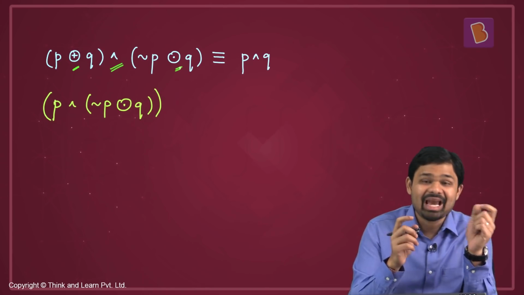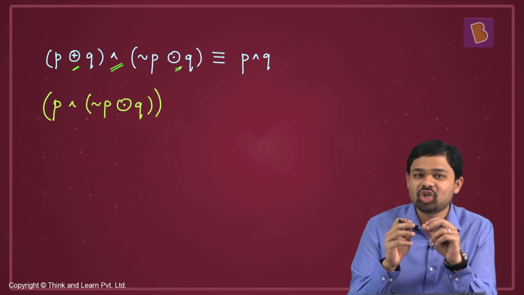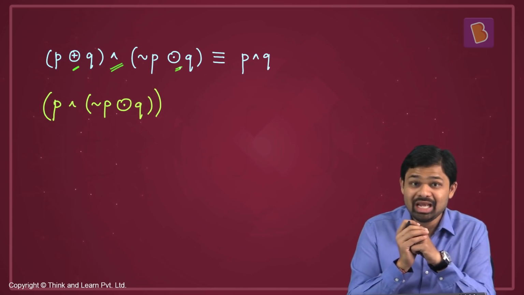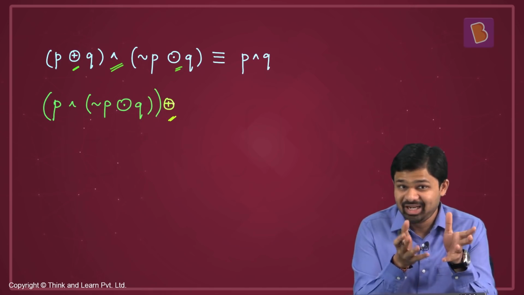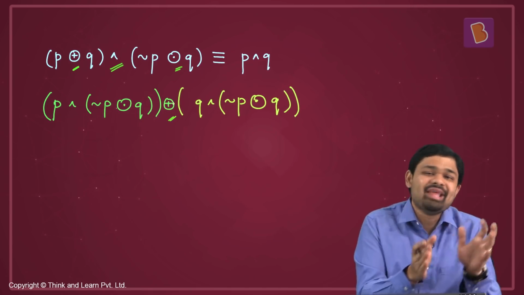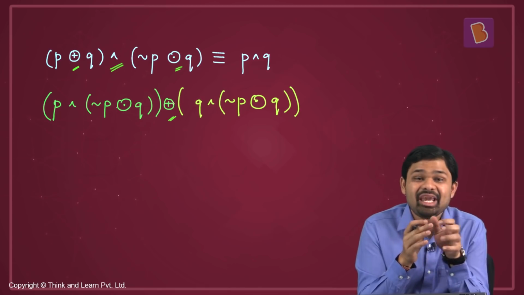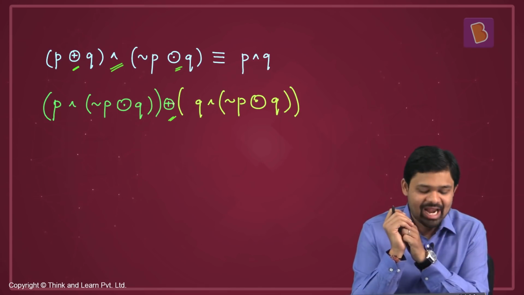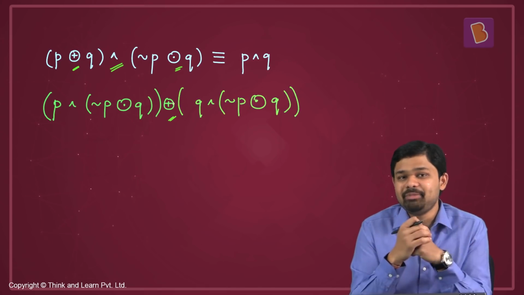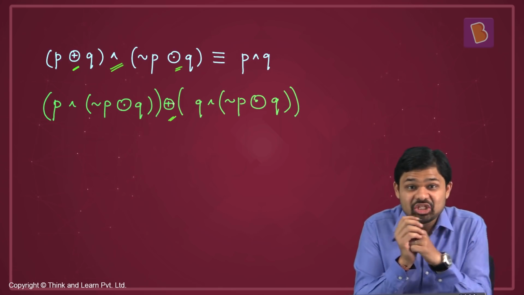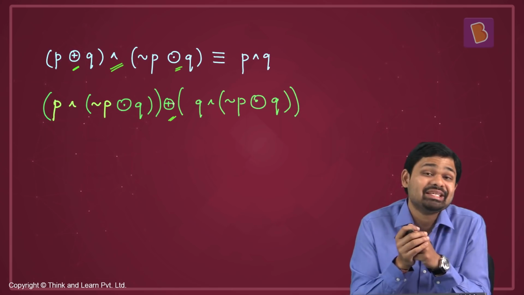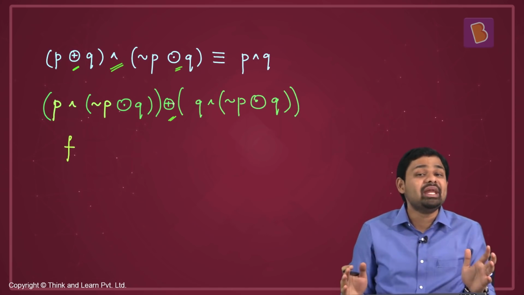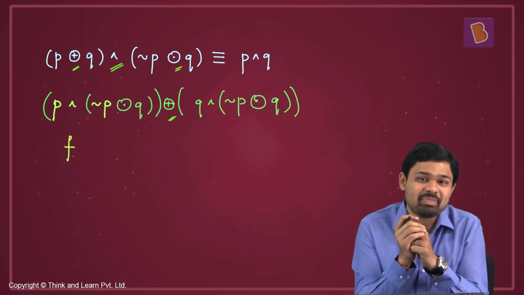So I get P and negation P with that dot with Q, and then that is going to get an operation which is going to be the plus, and then Q and the entire expression negation P with the dot and Q. Let's further simplify this. P and negation P. What is P and negation P? P and negation P is a fallacy. It can never be true, right?